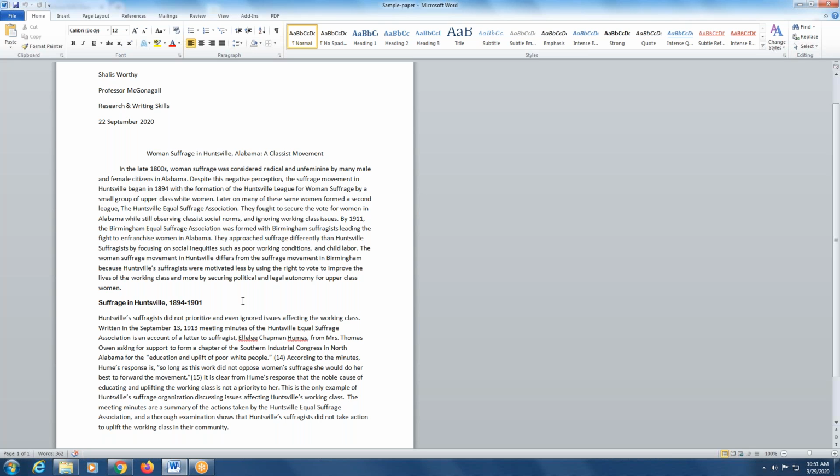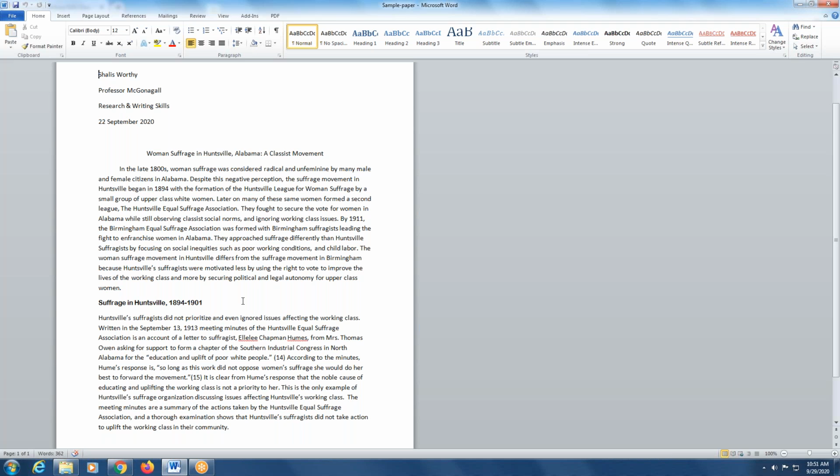So coming up with headings can also help you figure out how to organize your points, how to organize the points that you're going to lay out in your paper. So they can be useful both for the reader and for you.